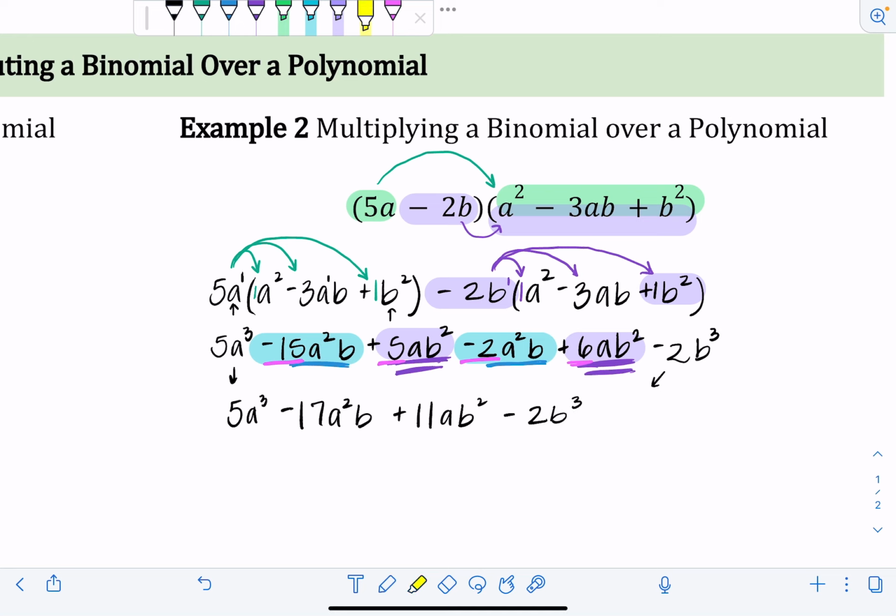So final answer, 5a to the third power minus 17a squared b plus 11ab squared minus 2b to the third power. I'm going to read it one more time because I feel like I read it really weird or maybe messed up a term. So 5a to the third power minus 17a squared b plus 11ab squared minus 2b to the third power.